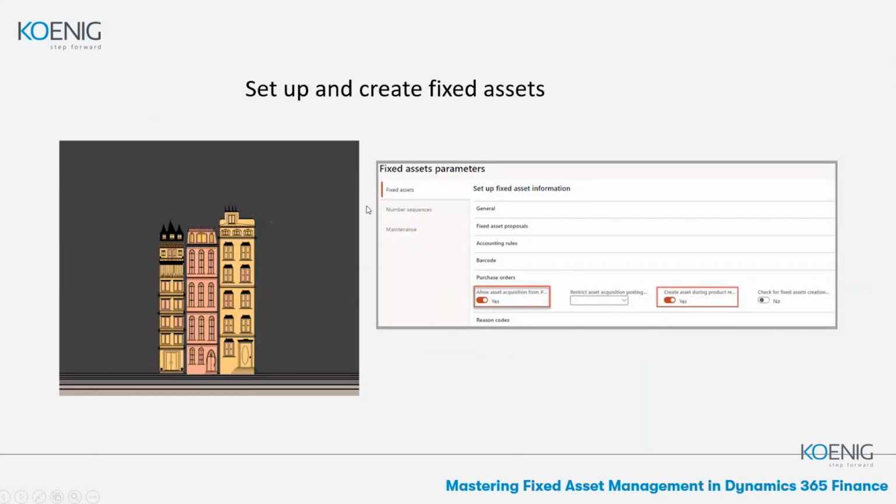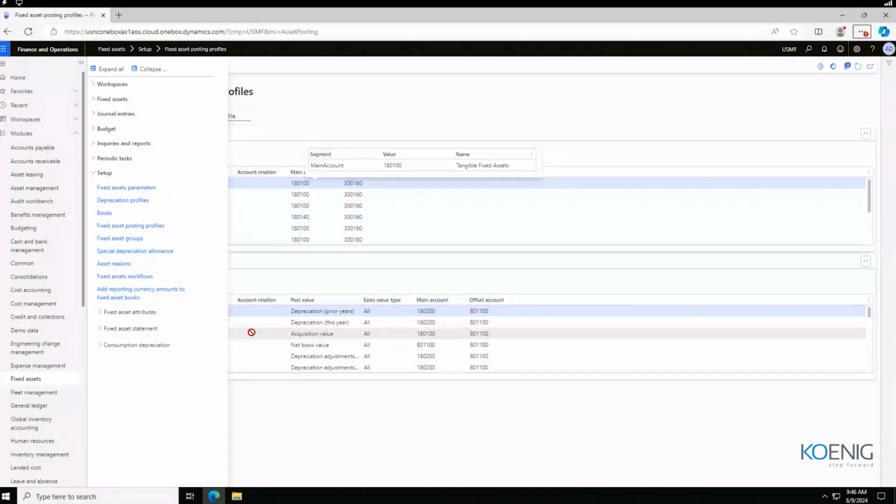Set up and creating the fixed assets. Super easy task. Now we have defined our depreciation profiles. We talked about the books. We talked about the posting profiles. Now an easy task for us is to go ahead and create a fixed asset.